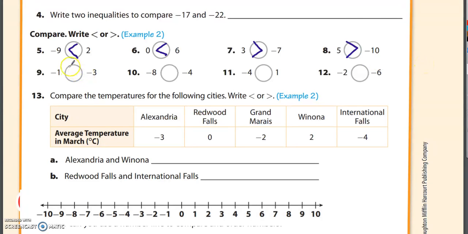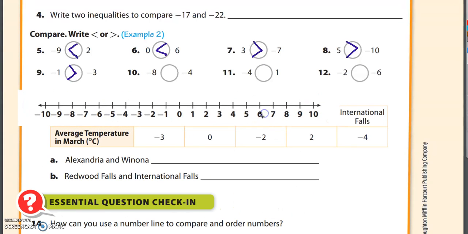This one's a little tricky. -1 is the greater value. I could show you this one on the number line. I'll bring my number line up and put it right here. -1 is right here. -3 is right here. -1 is to the right, which makes it the greater value.